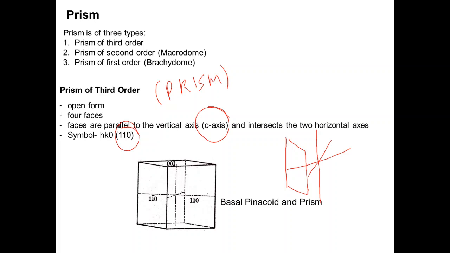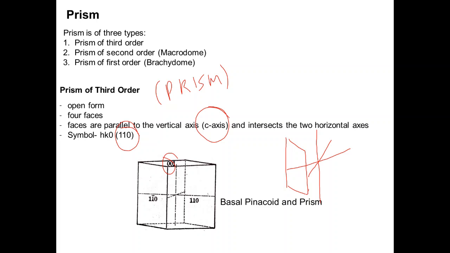As I had mentioned previously, a prism face will always be closed by a pinacoid face. Now, the prism of third order, or prism simply, with a symbol of 110, will be closed by a basal pinacoid with a symbol of 001.